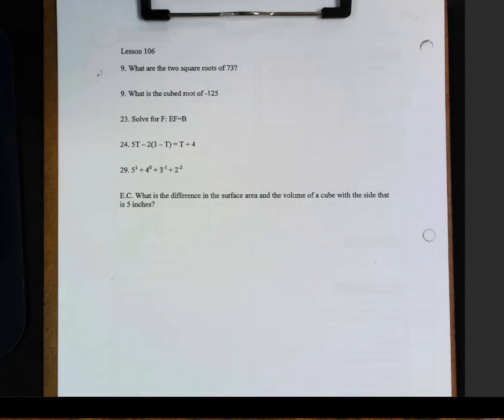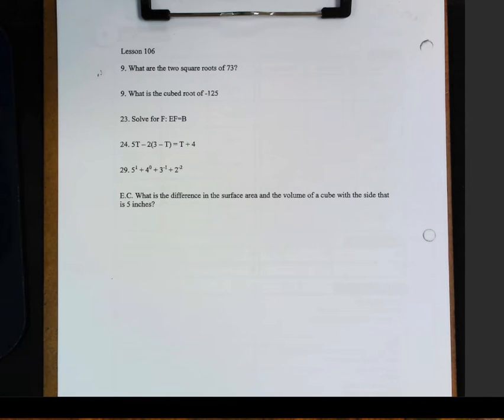Number 9 says, what are the 2 square roots of 73? Well, if I was a 6th grader, I would go back to yesterday's lesson on page 741, example number 4. They gave me the 2 answers for what the square root of 5 is. I would just apply the knowledge and switch the 5 with the number 73.